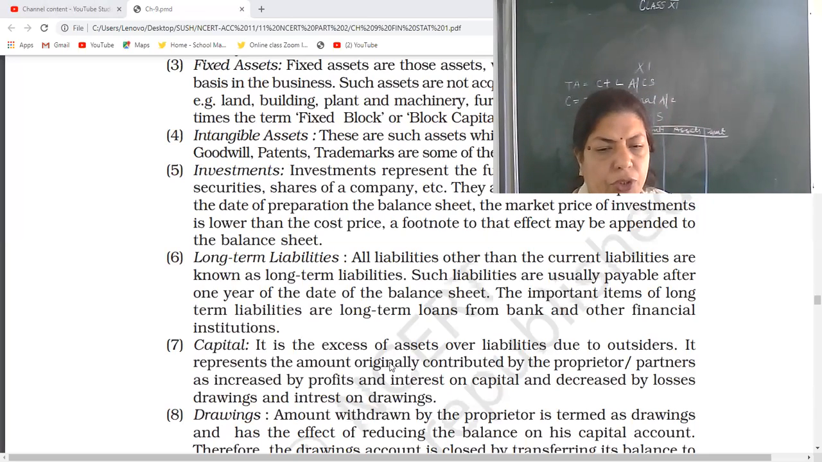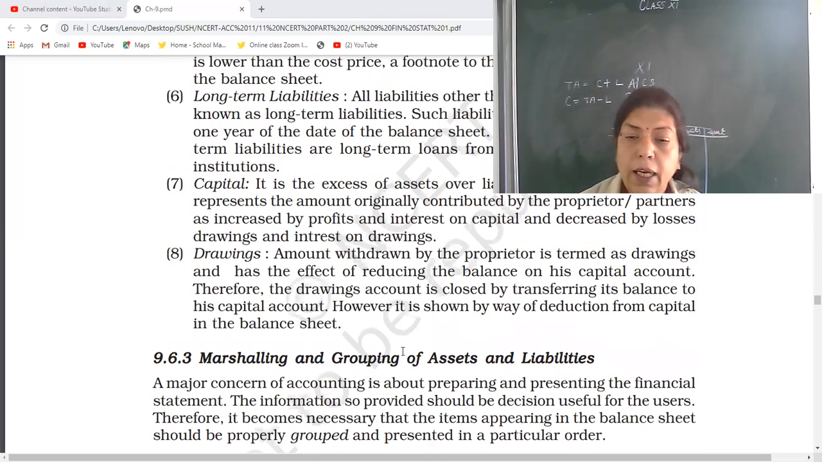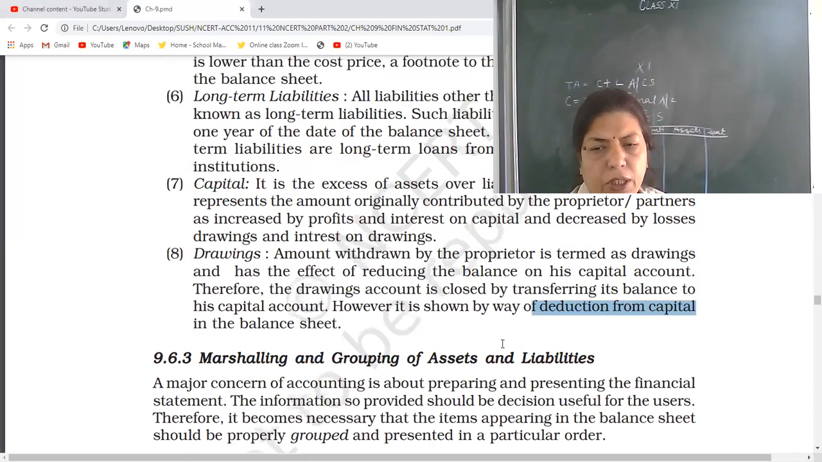Okay, now drawings. Opposite of capital. Amount withdrawn by the proprietor is termed as drawings. For household purpose, for domestic purpose, for personal use, and it is shown by way of deduction from the capital in the balance sheet.